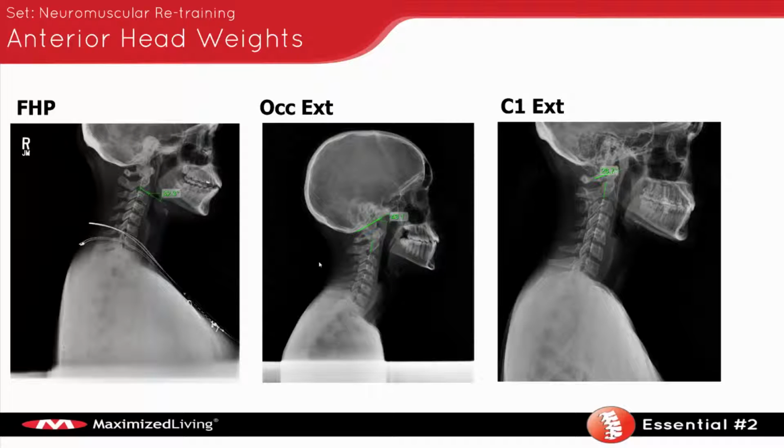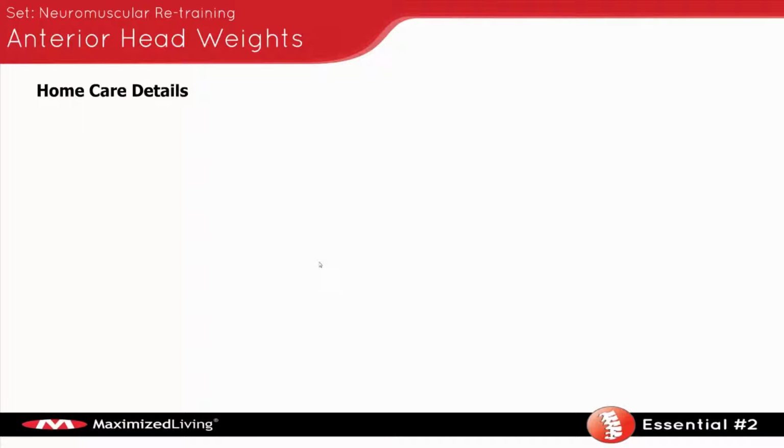So these three x-rays really depict all the things I would look for when I want to do an anterior head weight on a patient. So how do we do this? First of all, we're going to discuss kind of the home care process, and then we'll talk about how we do it in the clinic.